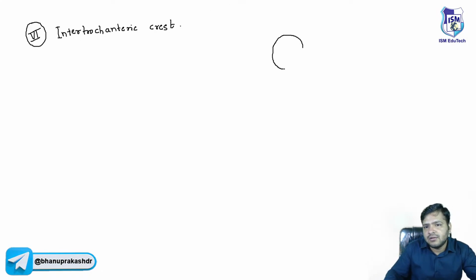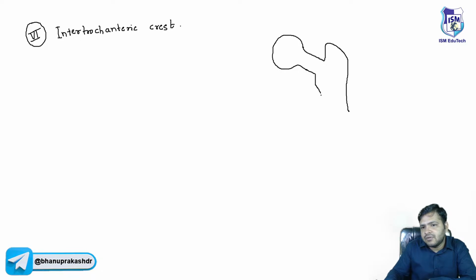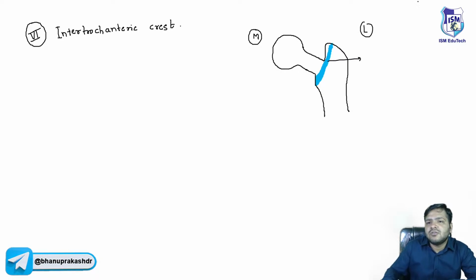Suppose this is the head part, and this is the neck of the femur. Then this is a thick line which is joining the greater trochanter and the lesser trochanter posteriorly. Remember beta, this is the medial side because the head is always medial, and this is lateral. This is the intertrochanteric crest, and you are well aware this is the posterior view.